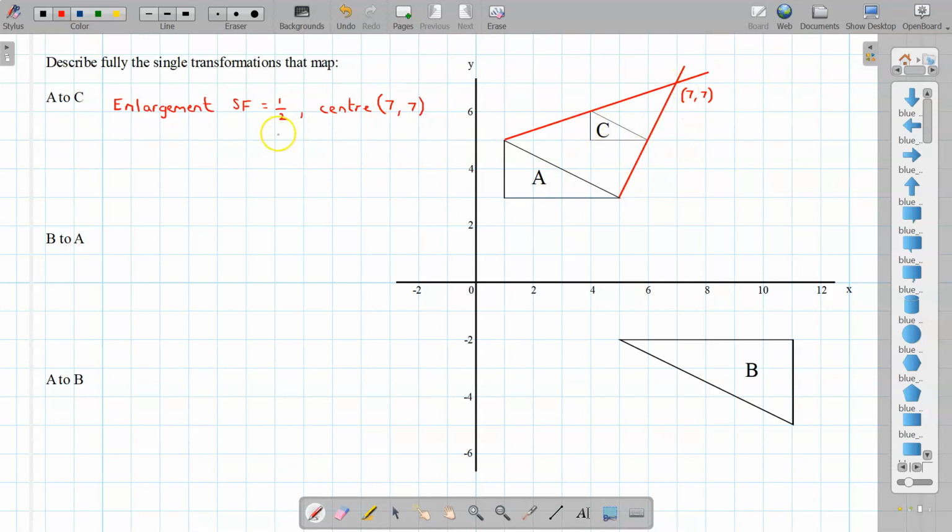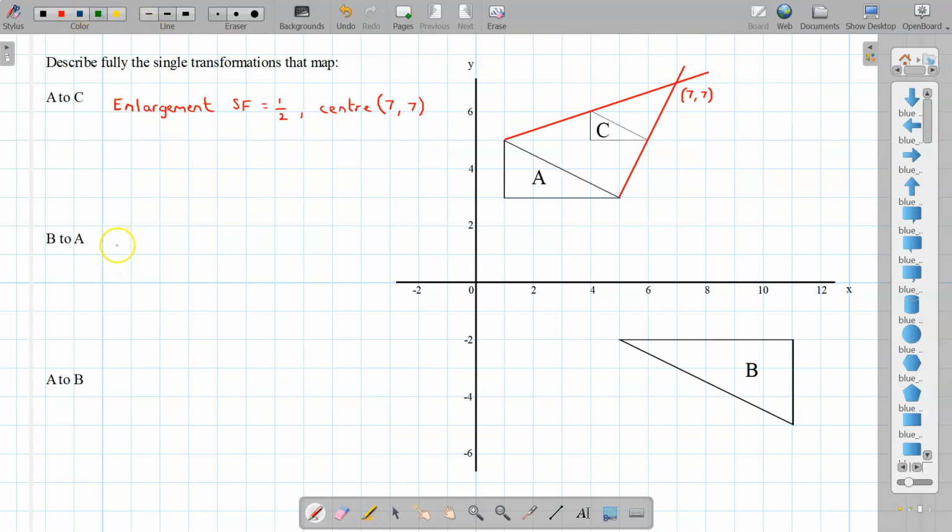What you'll notice is because the scale factor is a half, C is half the distance away from this point as A is. So that's the first question done. Now, B to A is also an enlargement, but the shape has also become inverted. I'll show you exactly how this works, so let's do this one in a different color.